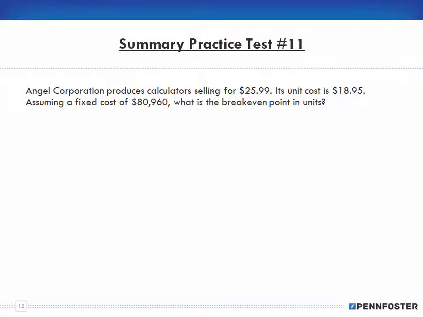Angel Corporation produces calculators selling for $25.99. Its unit cost is $18.95, and it has a fixed cost. So what is the break-even point? Okay, break-evens. Let's see here. We had a break-even problem on 8-31, and we had a break-even on 8-41.